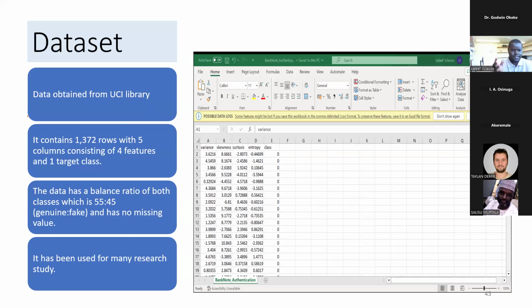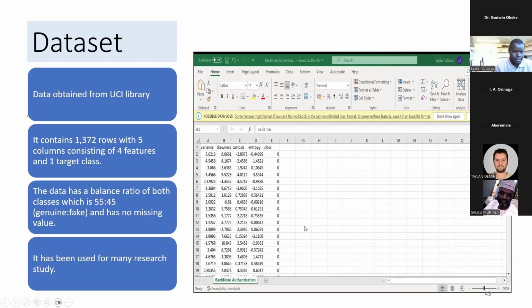The target class is binary, which determines if a particular note is counterfeit or authentic. The data set is also balanced in the sense that the ratio of counterfeit to authentic notes is just 55 to 45. So I use this for the experiment. I put a picture of the data set showing how it looks.